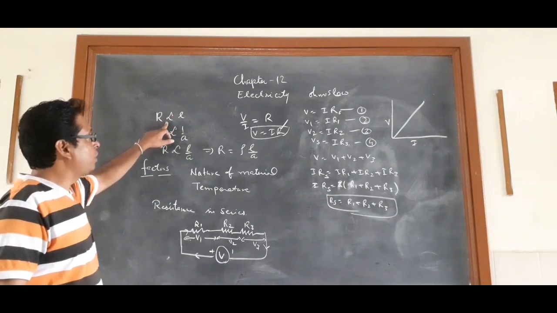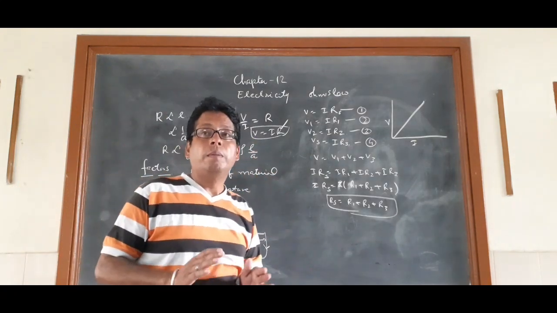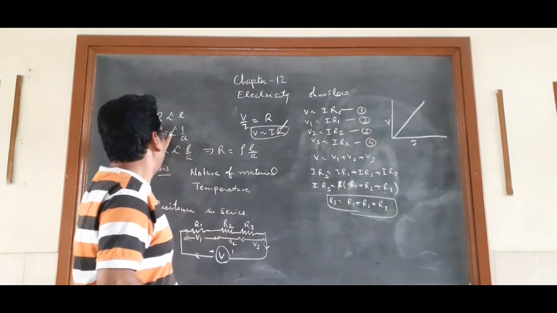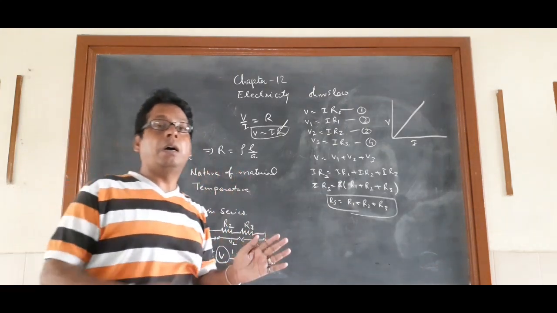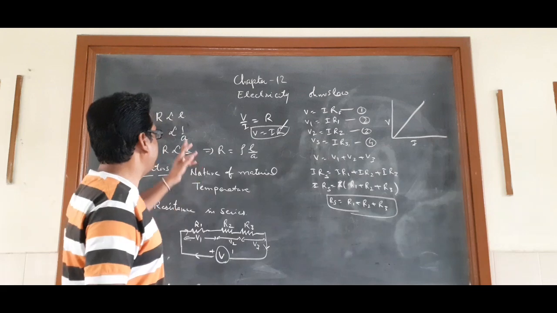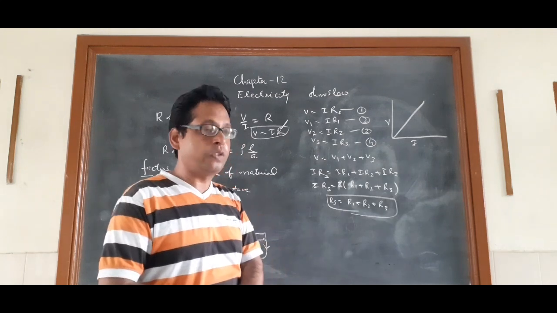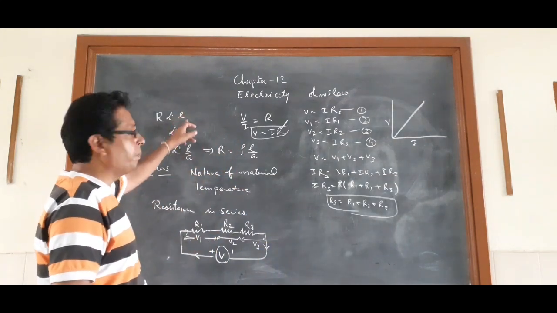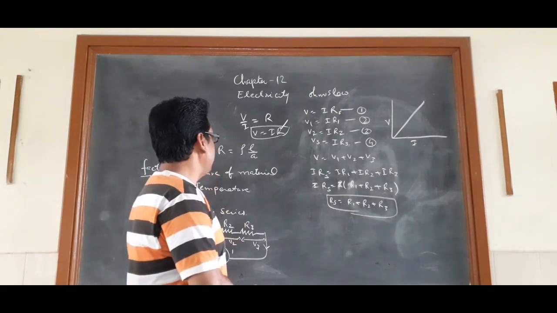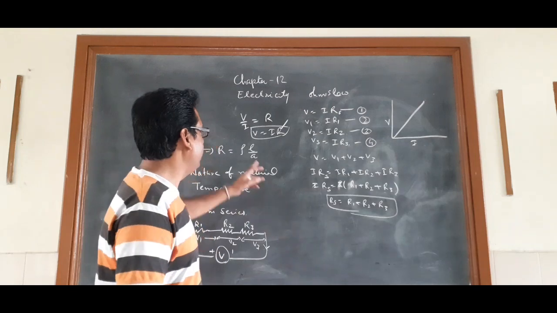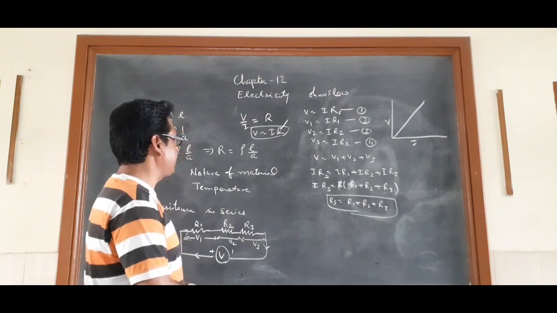R is proportional to L, the length of the conductor. If the length is more, the resistance is more, so the current will be less. It creates more obstruction for the passage of current. Also, resistance is inversely proportional to the area of cross section of the conductor. If we combine these two, we get R proportional to L by A, or R is equal to rho into L by A, where rho is resistivity or specific resistance.